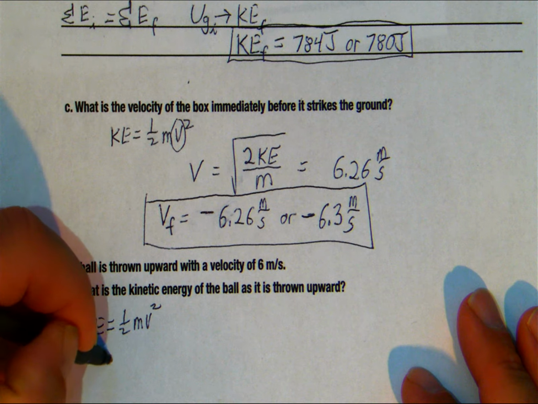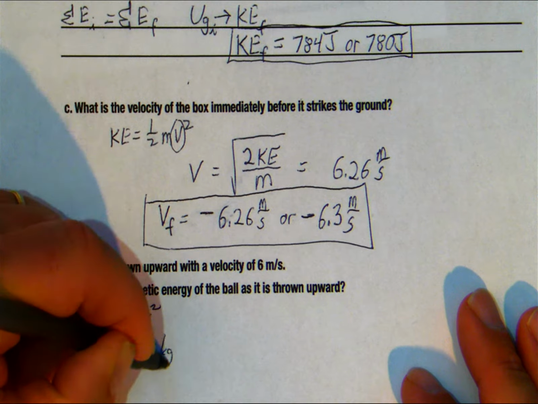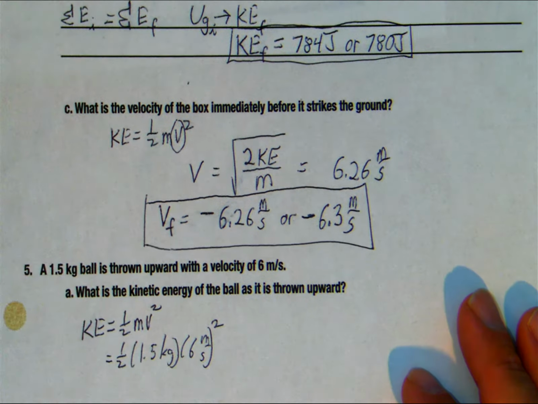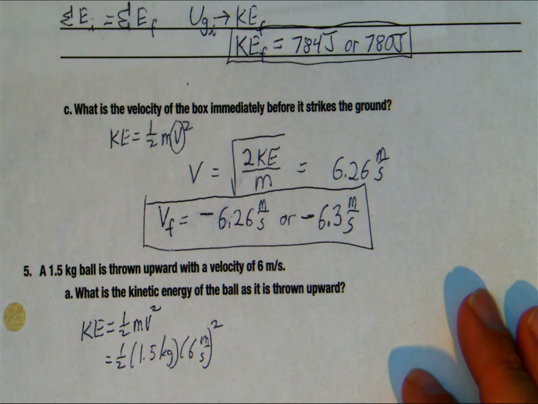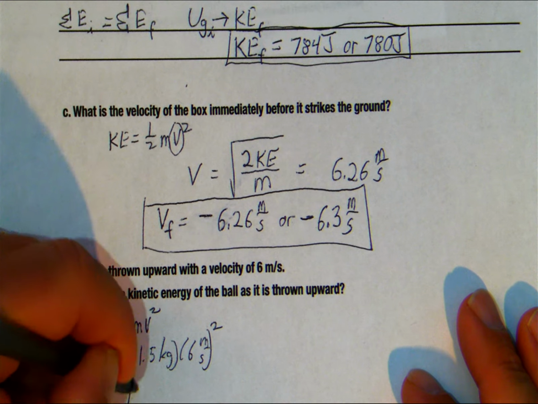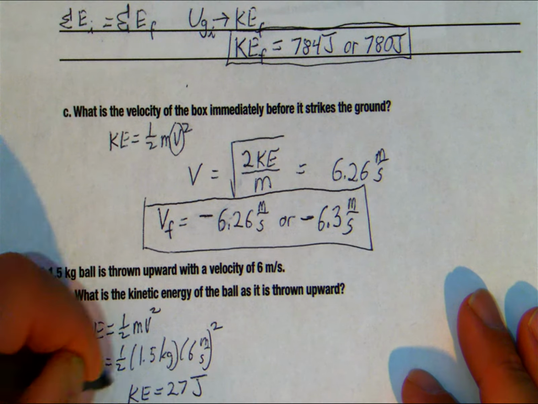So just plugging in the values, 1/2 times 1.5 kilograms times 6 meters per second quantity squared, and the calculator reports that is a value of 27 joules.